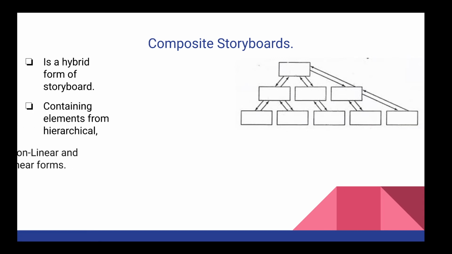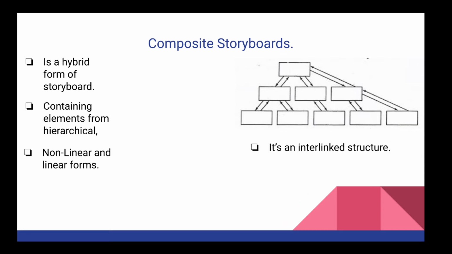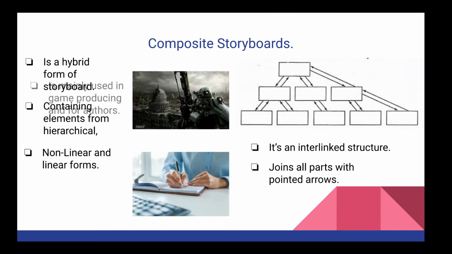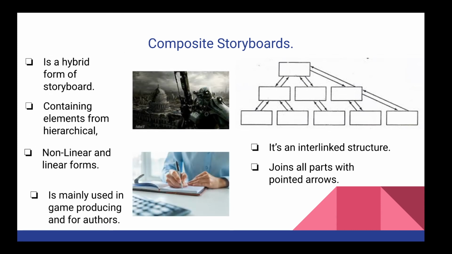Okay, so composite storyboards are a hybrid form of storyboarding. They contain elements from linear and also non-linear forms, and as you can see in the diagram, it's really useful when you're trying to tell multiple stories at the same time.